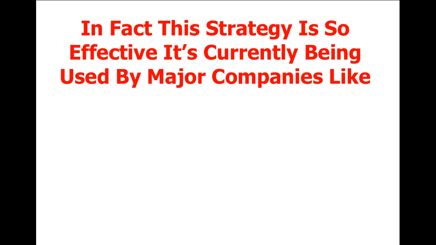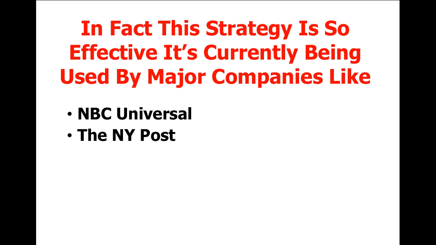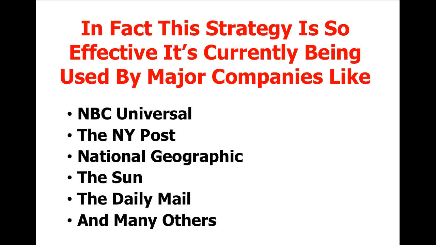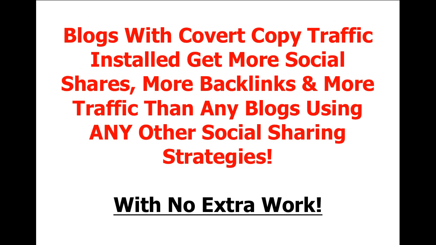In fact, this strategy is so effective, it's currently being used by major companies like NBC Universal, the New York Post, National Geographic, The Sun, the Daily Mail, and many, many others. In fact, we've discovered for ourselves from testing that blogs with covert copy traffic installed get more social shares, more backlinks, and more traffic than any blogs using any other social sharing strategy, buttons, floaters, or whatever we could think of. And it does it with no extra work. You install it, and you maybe configure it, customize it once, and then it runs forever. There is absolutely no extra work involved in this.